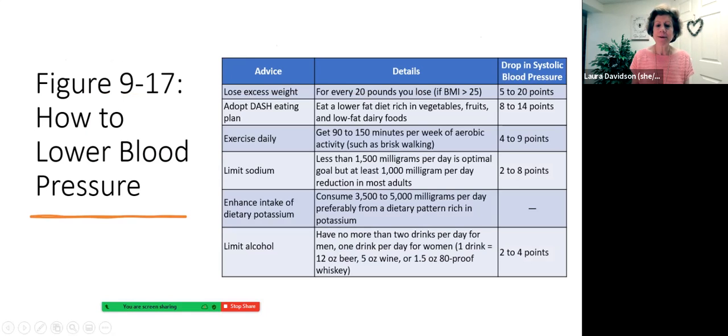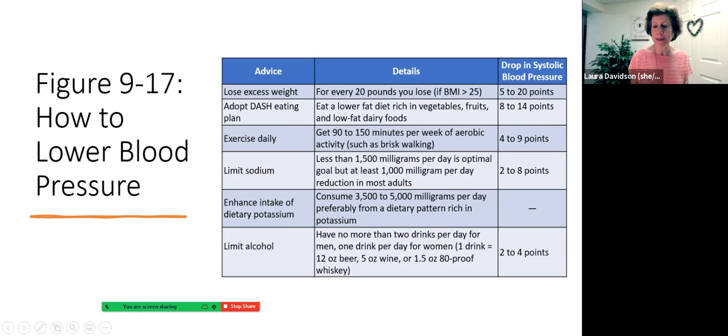So I love this chart in your textbook because again, it shows the impact of each different step that's part of this kind of holistic plan to manage or lower blood pressure. So let's look at this. The biggest impact is from losing weight. For every 20 pounds, 5 to 20 points. And why this is so important is not only because it has the largest impact, but also because you don't have to lose the 80 pounds that you need or your client needs. 20 pounds has a significant effect.